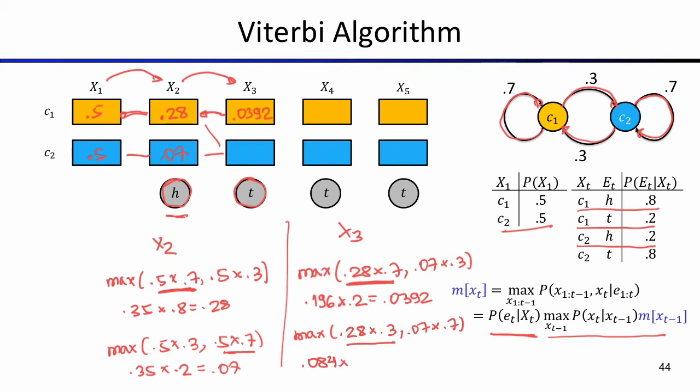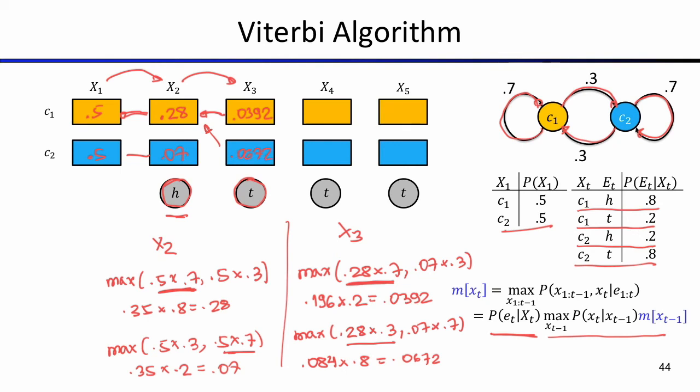In this case, I'm saying that the highest probability is actually coming from C1. So I'm going to raise this arrow here, and I'm going to register that in this case we came from C1 and we decided to switch to C2. And 0.084 times, it's going to be tails, and tails for C2 has the highest probability, so it's going to be 0.8, and 0.084 times 0.8 is equal to 0.0672.